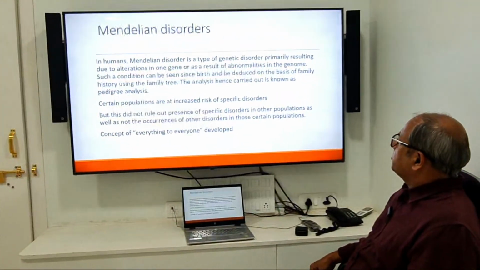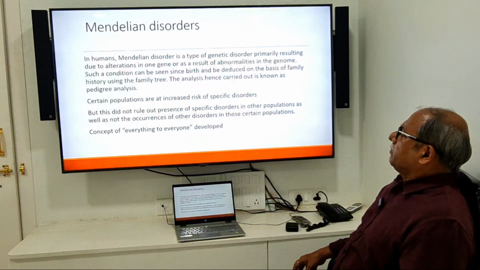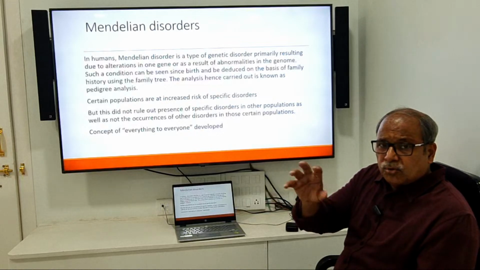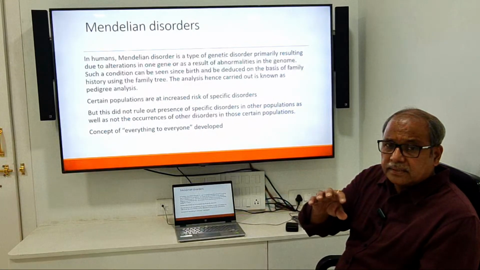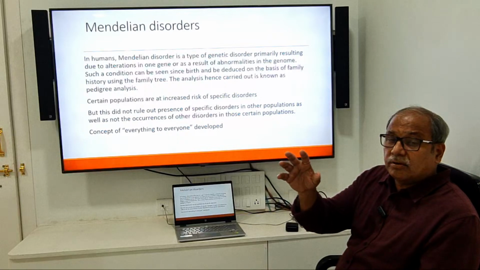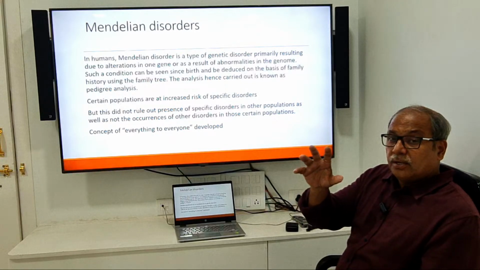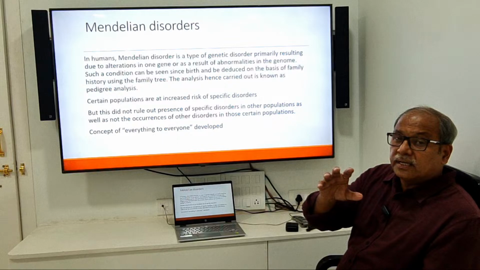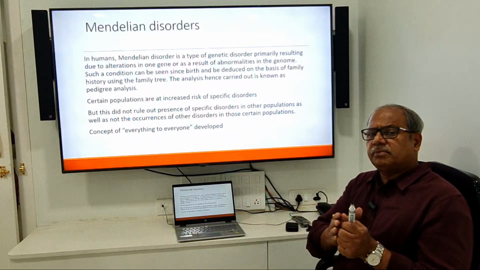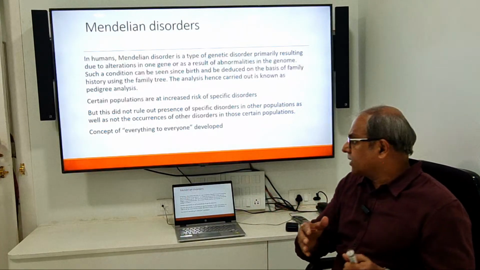Certain populations are at increased risk of specific disorders, but this does not rule out the presence of specific disorders in other populations as well, because if you marry more in a close community, there are more chances of carriers getting married. So in a few communities, there are high chances of those Mendelian disorders which are rare. But if it is a close community, we have to find out how many of them are carriers of those diseases which are common in that community. So with ethnicity, we can make a carrier screening. Nowadays with IVF and all, we do carrier screening also.